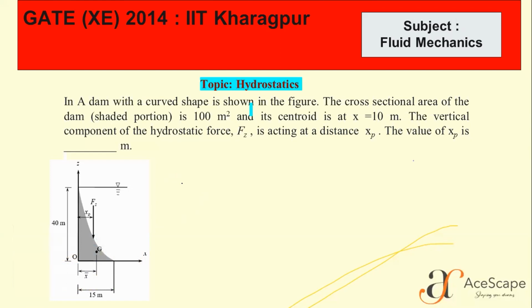Okay. So in the question, what they're asking is: a dam with a curved shape is shown in the figure. The cross-sectional area of the dam, the shaded portion, is 100 meters square, and its centroid is at x equals 10 meter. The vertical component of hydrostatic force Fz is acting at a distance xp. The value of xp is.